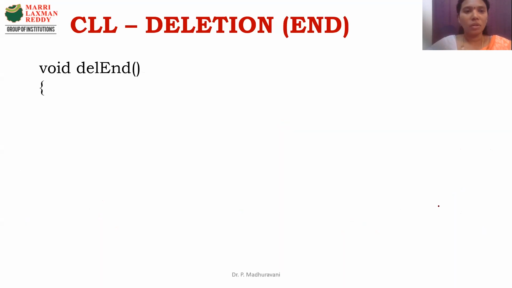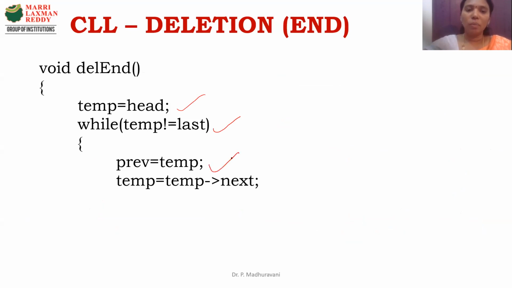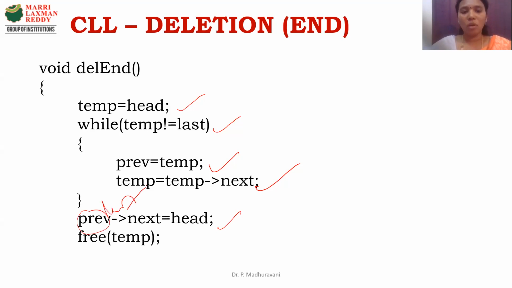Let's see the function here. Just take the first node till you reach the end of the list. Store temp into previous and move temp to the next node. Now here, previous arrow next equal to head. So instead of previous arrow, you can take it as the last. Free of temp. So this will deallocate memory for the last node.